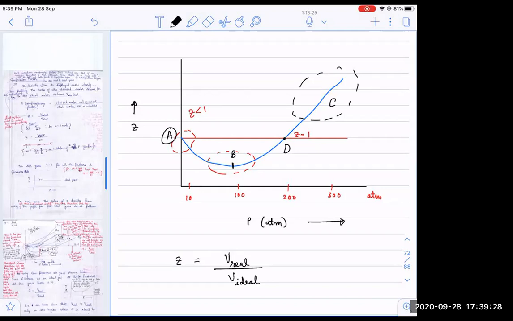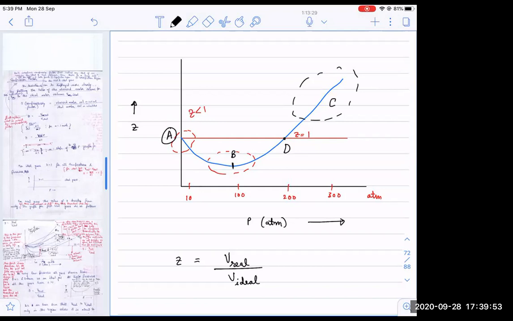Sir, if Z is equal to 1, then V ideal is equal to V real. Is it like that? Yes, that is true. The point D is such a point where even the real gas has Z equal to 1. That is true, but that does not explain the curve, why the curve goes down.